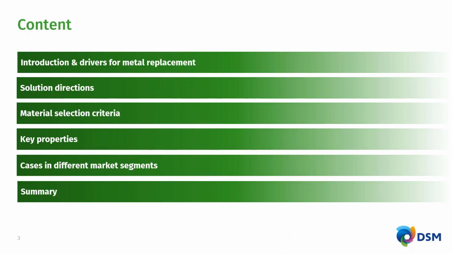We will go through the agenda for today. It looks like this. We'll start with a short introduction, followed by drivers for metal replacement in some non-automotive markets, what are the solution directions, some material selection criteria, the key properties you need to look at, and then we'll follow it up with some cases in different market segments, and we'll close it with a short summary.